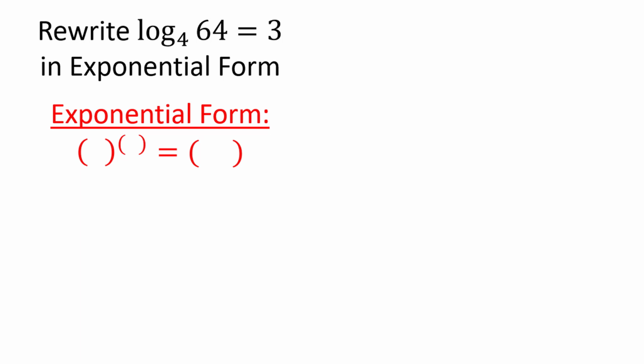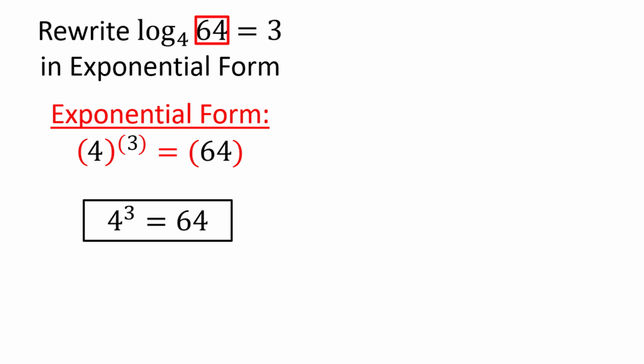Well, as we've been saying, the base of a log is also the base of the exponential. So that means 4 must go here. We need to raise 4 to some power. Well, remember that the answer, or the result of a log, is an exponent. So the answer, 3, must be the exponent. The argument of the log is the answer to the exponential, which is 64. So we have 4 to the third power is equal to 64, which is our answer.